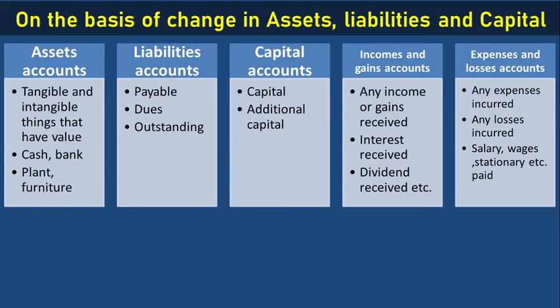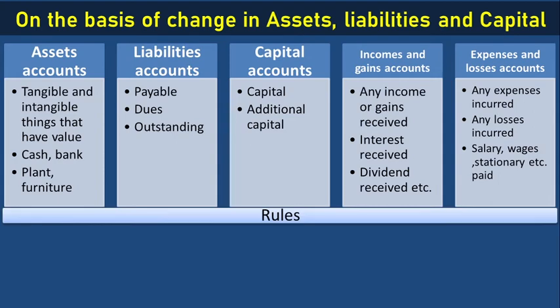Some of the examples are interest received, dividend received, discount received, commission received, etc. The last is the expenses and losses account: any expenses incurred by the business firm, and any losses incurred by the business firm. Some of the examples are salary, wages, stationery, discount allowed, losses by fire, losses by theft, etc.